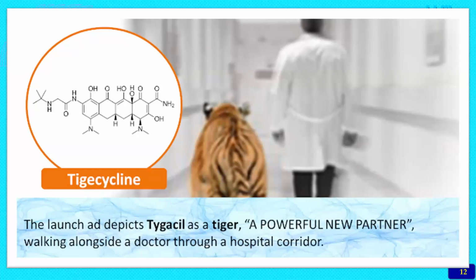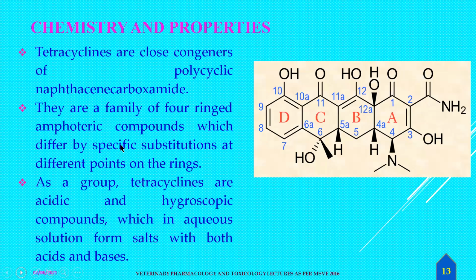Then the chemistry and properties of tetracycline. This is the tetracycline ring, A, B, C, D. Four rings are there, joined together by carbon moieties. You can count the positions like this: 1, 2, 3, 4, 4A, then 5, 5A, etc. So it came like this.